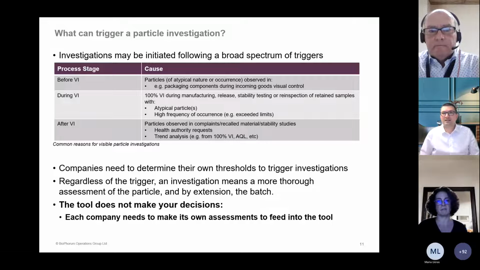Regardless of the trigger, every time we would do a very thorough assessment of those particles, we would assess the risk, and we would also try to understand what is the actual risk to the batch. In the end, we need to determine what are we going to do with the batch.